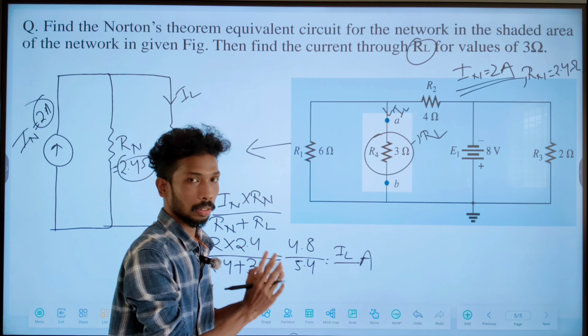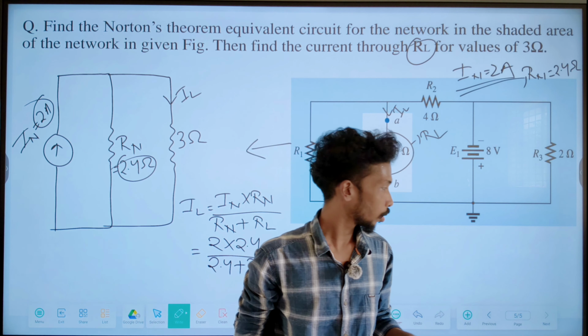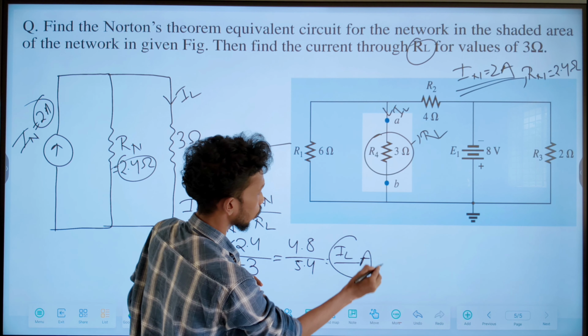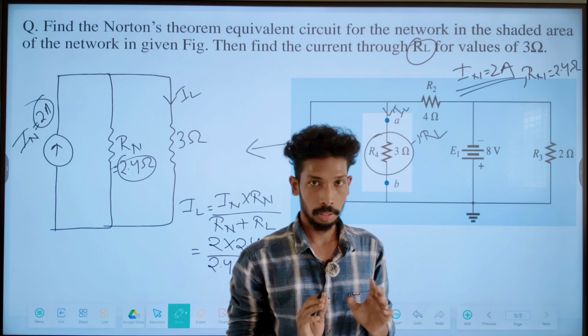So simply we can do that. This is the final answer. Okay, solve this and find out what the answer is. That is the final.